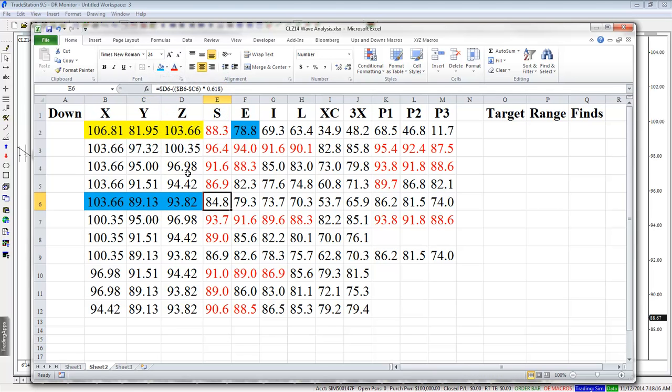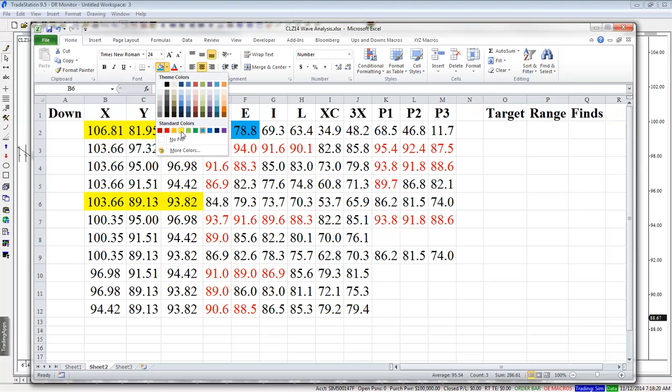84.80 is important, so I might color that. Let's make sure that this is yellow. Sorry about that. Let's make sure this is where we might color this purple. And then this one here, 79.30. Okay, so we have the 79.30 and the 78.80.